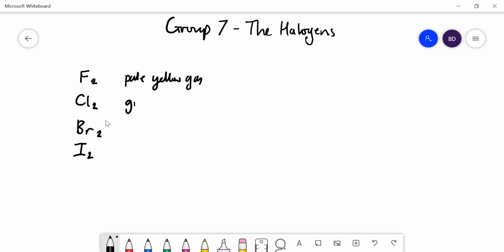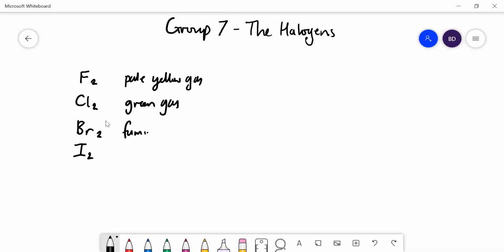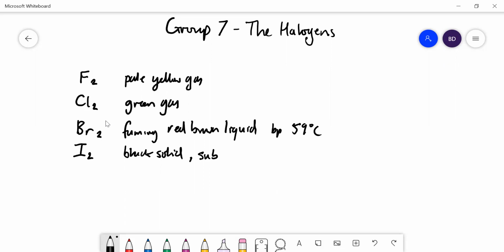Chlorine is a greenish gas at room temperature. Bromine is a fuming red-brown liquid. Iodine, I think the boiling point of that is 59 degrees C, so it gives off a lot of fumes at room temperature. Iodine is a black solid. It sublimes at atmospheric pressure at about 110 degrees C into a lovely purple vapor.